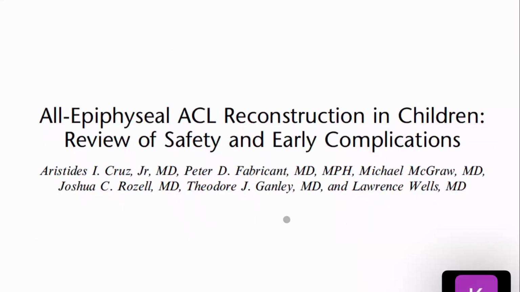This study by Dr. Ganley and Dr. Wells, published 2017, looked at the early complications seen with this technique. There were a total of 103 patients retrospectively reviewed in the study with a follow-up of 21 months. The overall complication rate was 16.5%. There were 11 re-ruptures, about 10.7% re-ruptures.